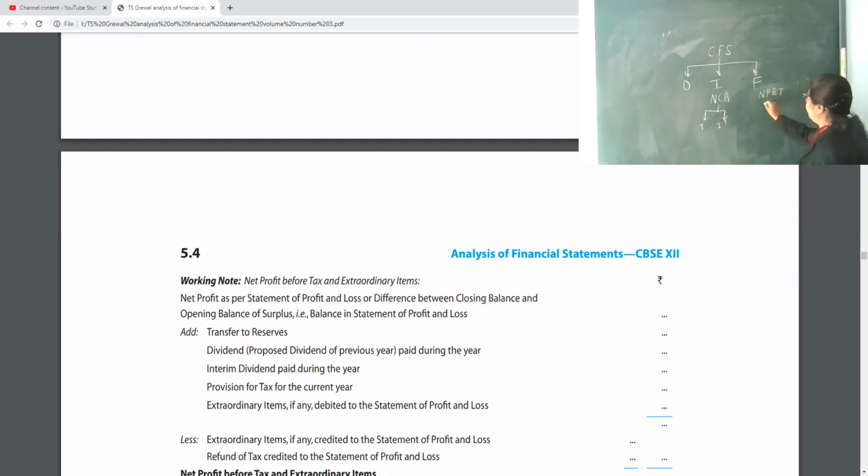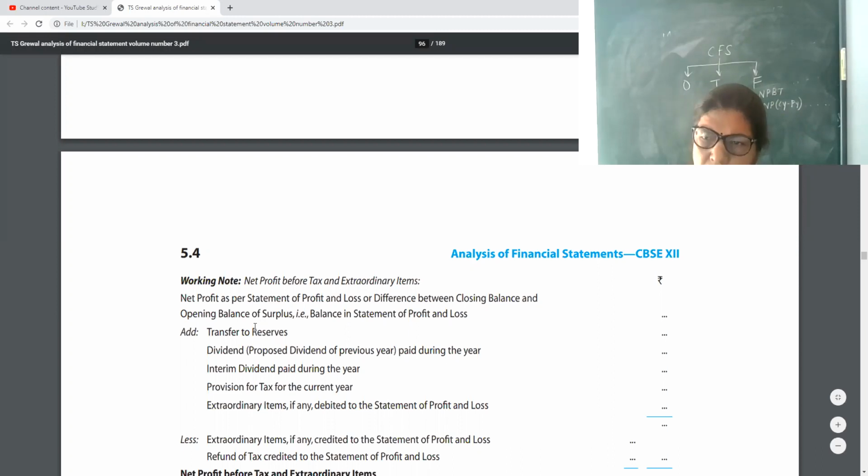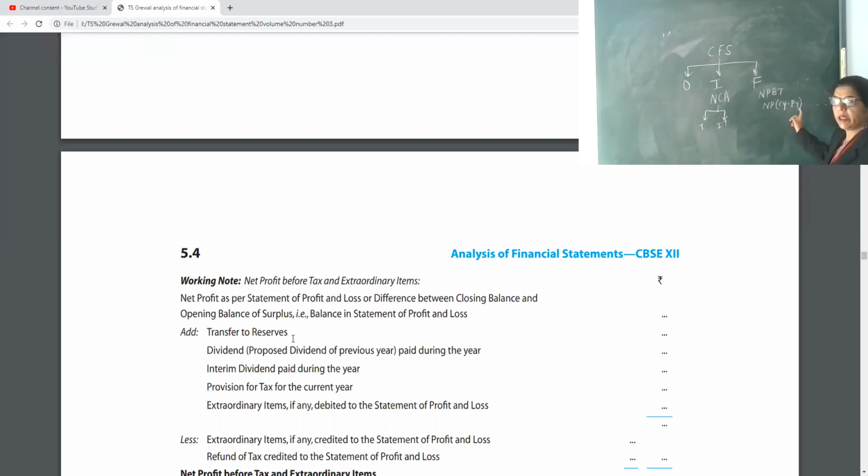NPBT. First, the net profit of the year: current year minus previous year. Simple. Closing balance means current year, opening balance means previous year. So you will find out the difference and write here. Then transfer to reserve. That is also by the same way. You have to learn this one. Current year minus previous year.